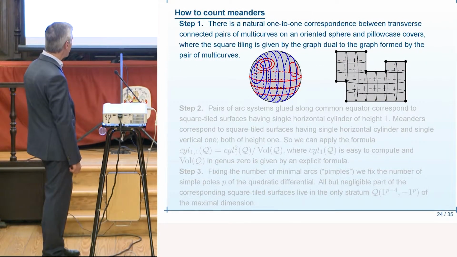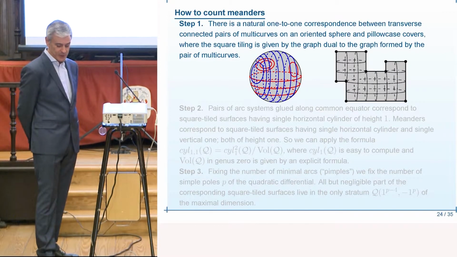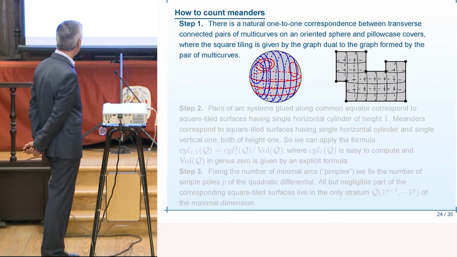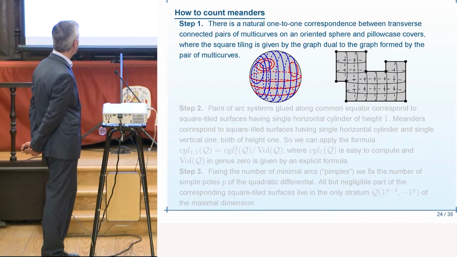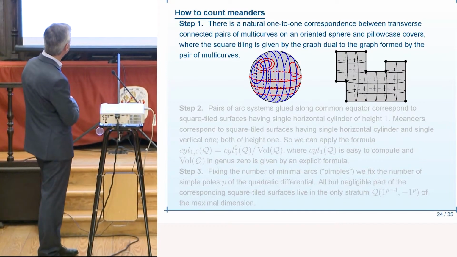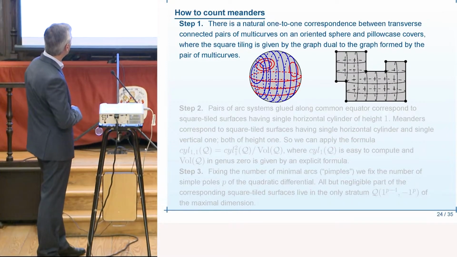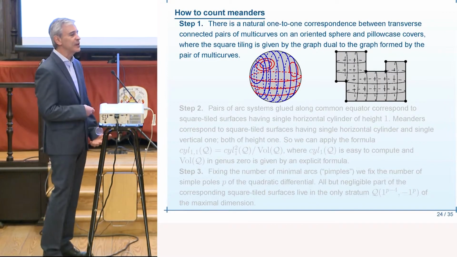So the first step is to recognize the familiar object in a pair of transverse multicurves on a sphere. So instead of just two curves, let us consider collections of curves. So we have a collection of red curves on a sphere. They do not intersect each other. And we have a collection of blue curves on a sphere, and they do not intersect each other, and they transversely intersect with the red curves.